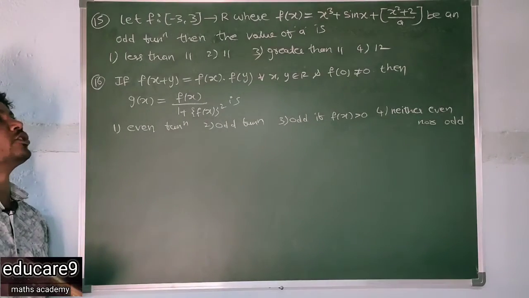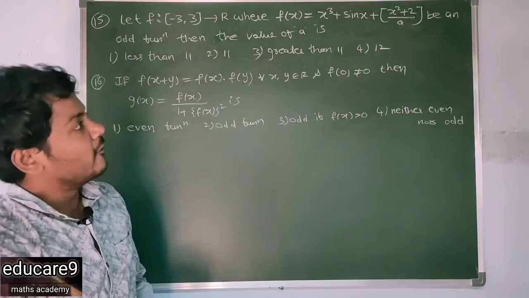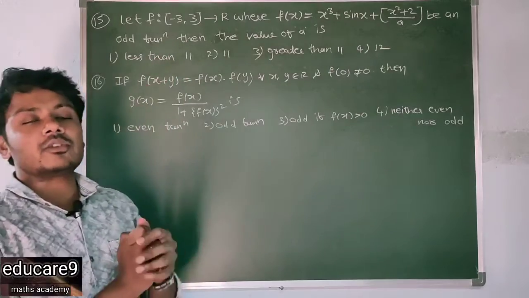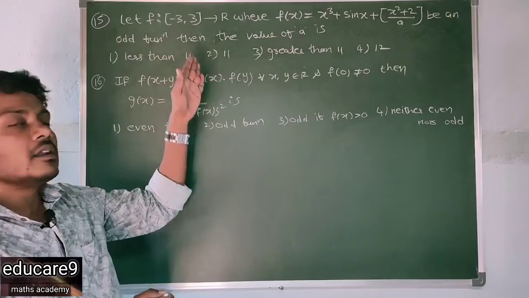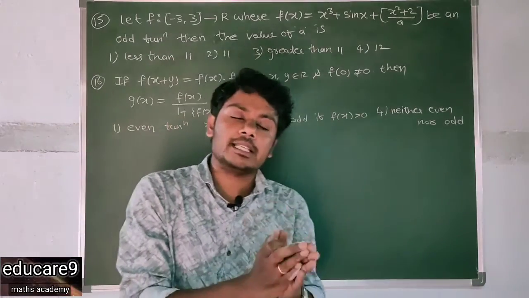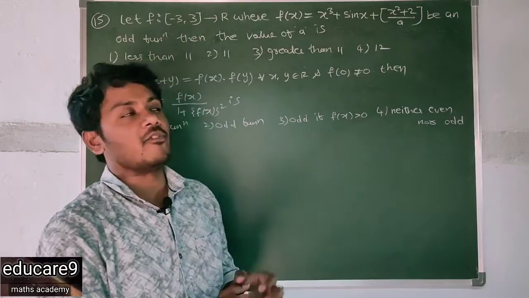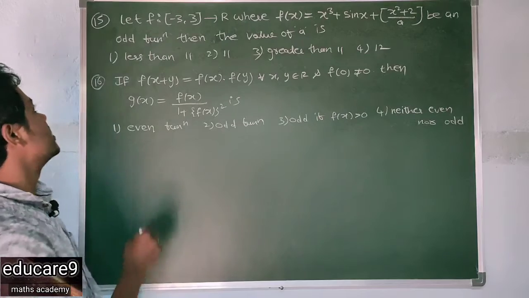f from the closed interval minus 3 to 3 to R, and f of x is given. So that is an odd function, then you want to find the value of p. So what is an odd function? If f of minus x is equal to minus f of x, then f of x is said to be an odd function. See here, the 15th one.